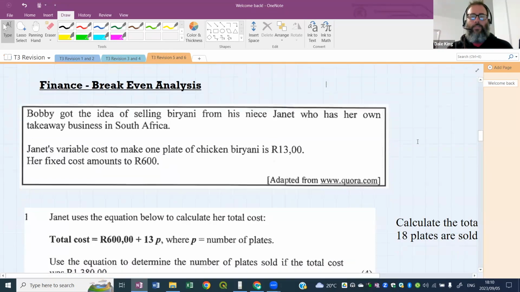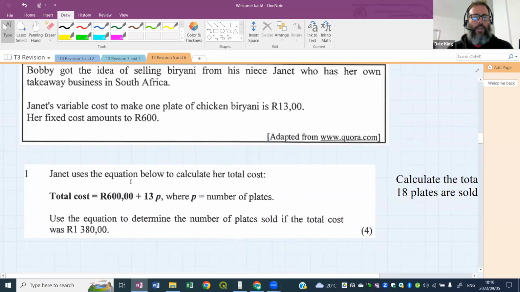Now, here we have question 1. They say here, Janet uses the equation below to calculate her fixed cost. So here's the equation. Let's understand the equation first of all. The total cost to make biryani is 600 Rand, which makes absolute sense because even if you're not making one container full of biryani, you're still paying fixed costs of 600 Rand. So this part of the equation here is the fixed cost part.